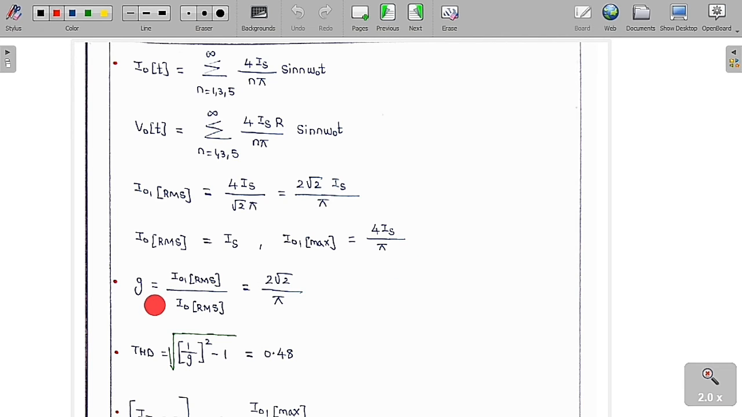So what is the value of G? G is the ratio of the RMS value of the fundamental component of the output current to the RMS value of the overall output current. We know both, so if we substitute, we are going to get 2 into root 2 by pi. THD is equal to root of (1 by G) whole square minus 1. If we substitute G here and simplify, we are going to get 0.48.